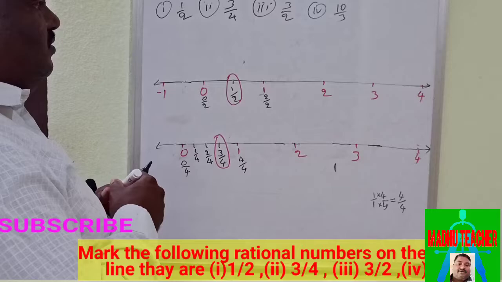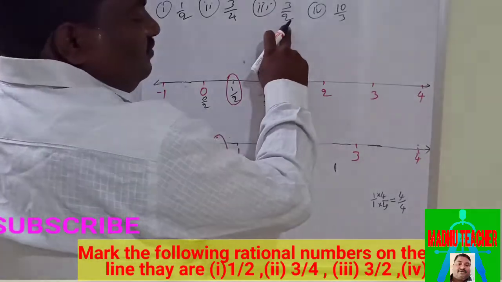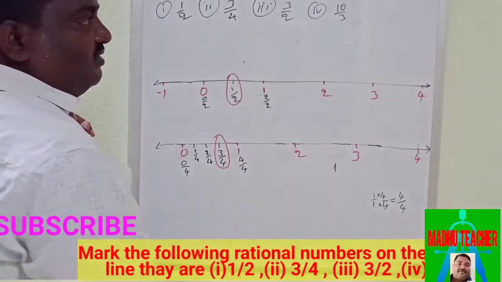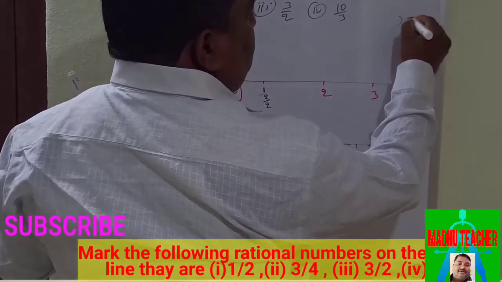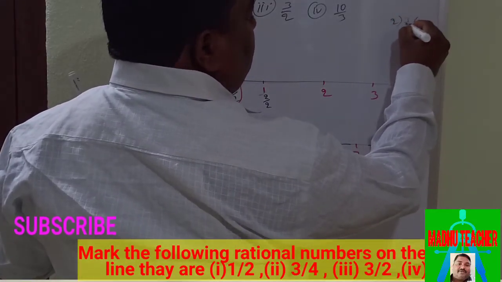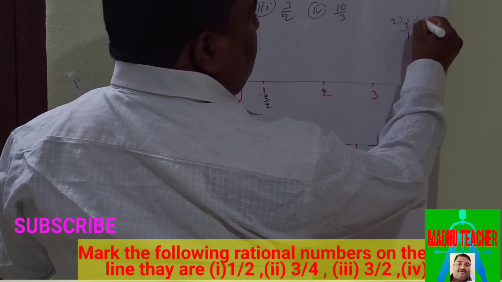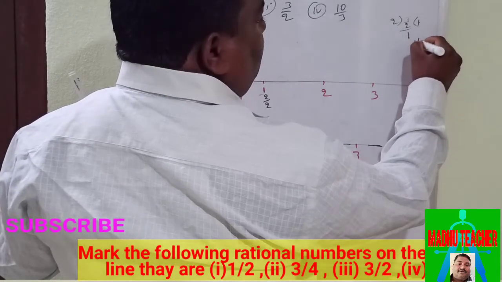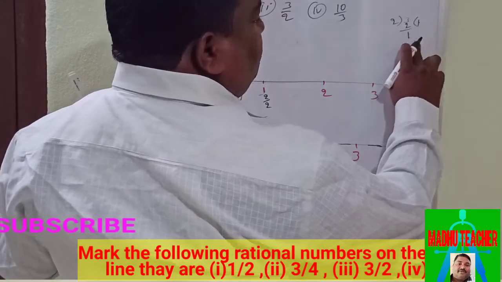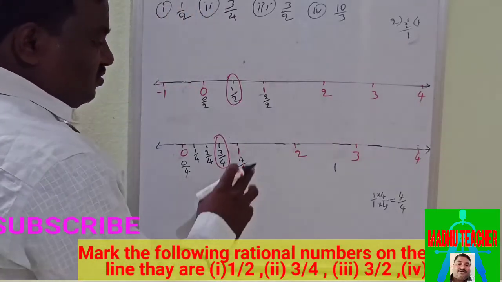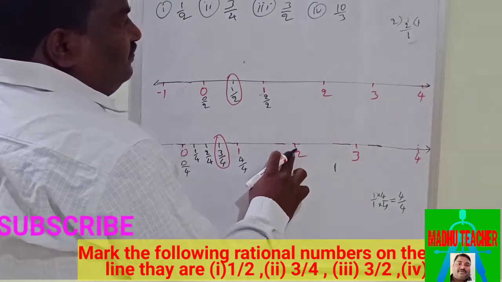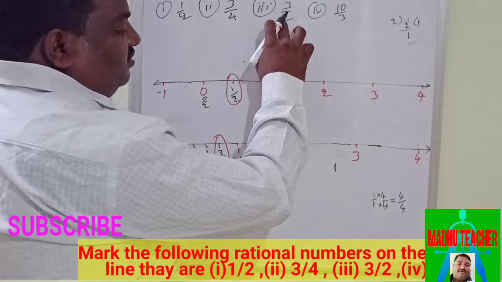Now 3 by 2. 3 by 2 is an improper fraction. Divide 3 with 2. 2 ones are 2. 3 minus 2 is 1. 1 whole 1 by 2. 1 whole 1 by 2 means it lies between 1 and 2. It lies between 1 and 2. So this is 3 by 2.